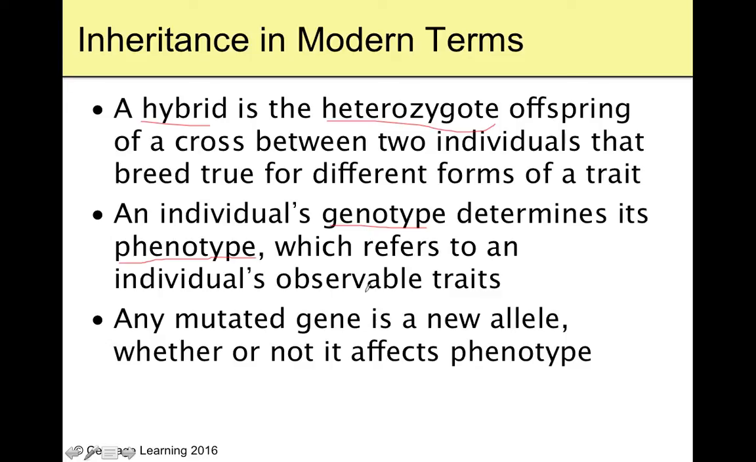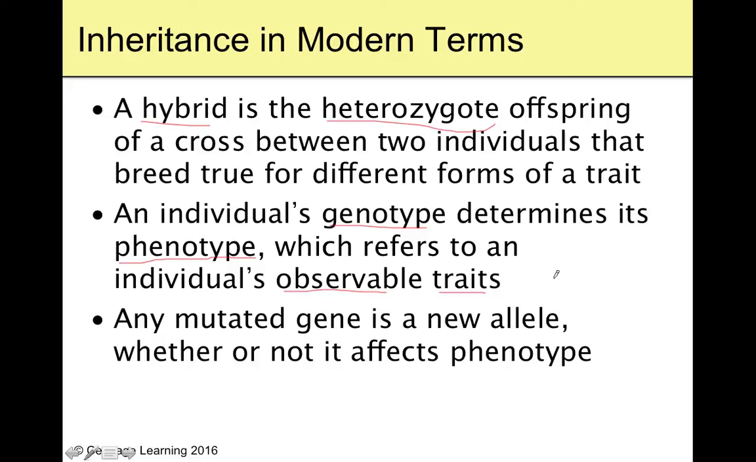And your phenotype is your observable traits. The stuff I can see. I look at you in class. I don't know what your alleles are for hair color, but I know your hair is mostly brown. That's observable. What alleles exactly make that up? I don't know. It could be a combination. I don't know that. But I know your phenotype.